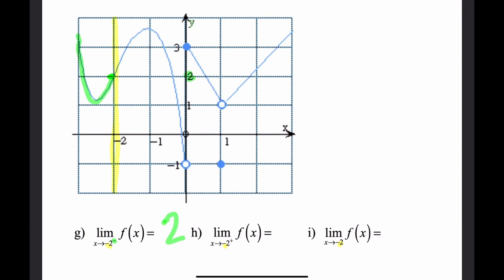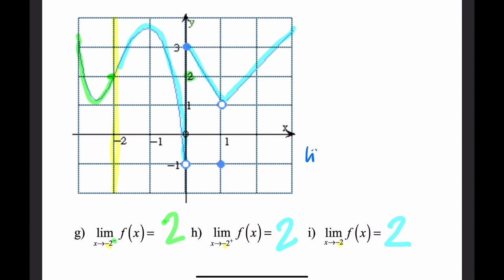Okay. Now let's observe the function from the right. I'm tracing. There's a jump discontinuity. And I end up at the same y value of 2. So because the left side and the right side match for this limit, we're going to be saying the limit of f of x as x approaches -2 is 2. And I'm also going to be writing my justification for good practice.